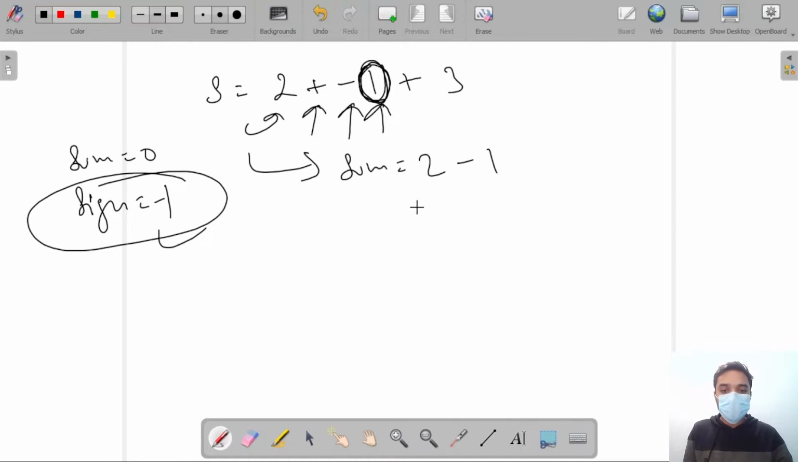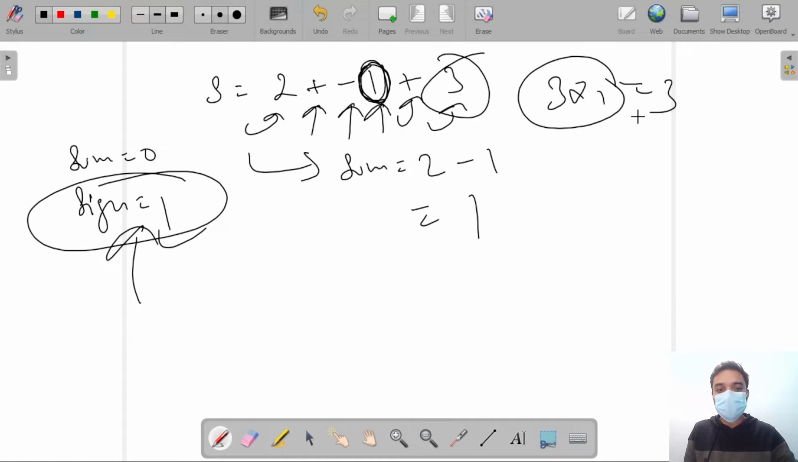So I'm going to add it, so it will be equal to 1 after this. Okay, so after all this, when I'm done with this sign, I'm going to update my sign to 1 again. After this I see again plus, so I will not do anything. After this I see again a digit, so I'm going to multiply this digit with my sign, and 3 multiplied by 1 is equal to 3, and I am going to add this with my sum. Okay, then it will be equal to 4.